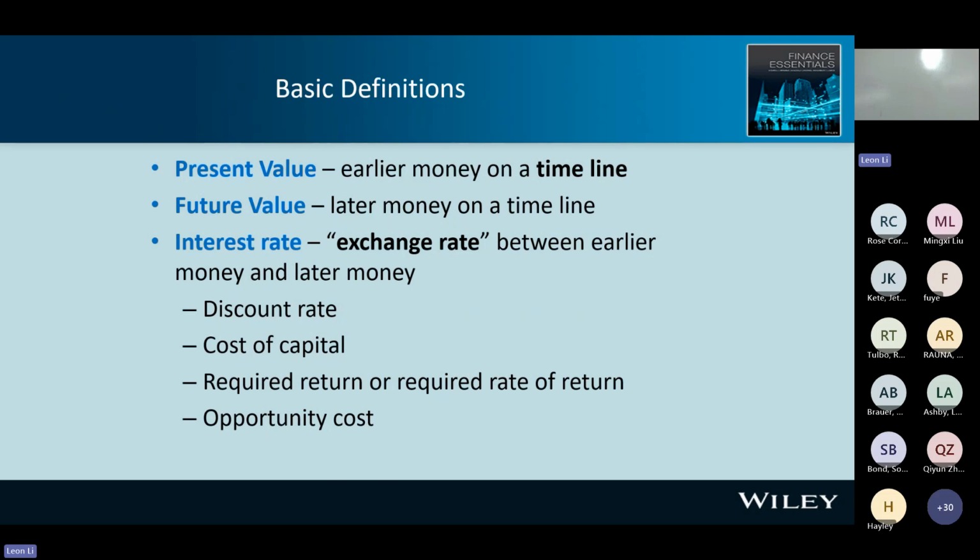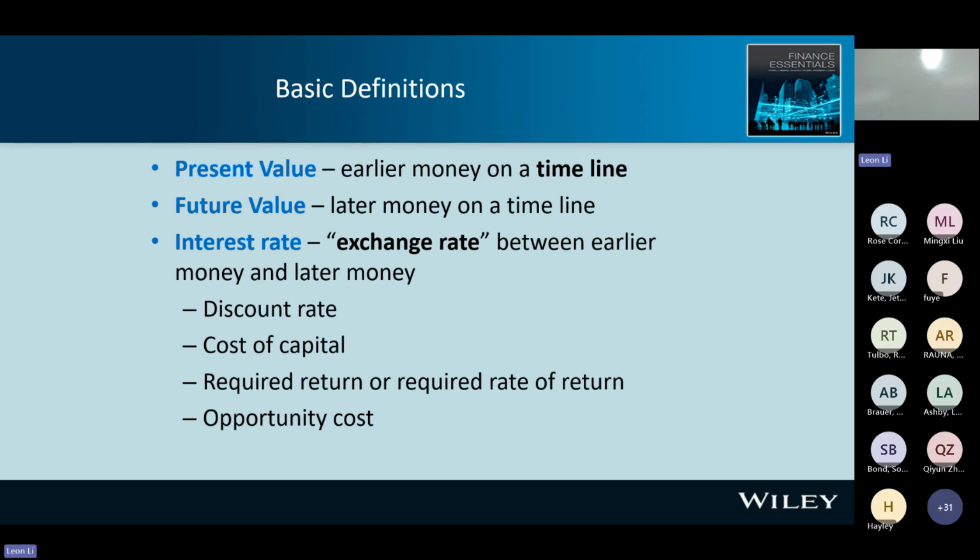So on this slide, we give you the basic definition of several terminologies, right? In time value of money, we have present value. Present value is the earlier money on the timeline. Future value is later money on the timeline. Interest rate is an exchange rate between earlier money and later money.